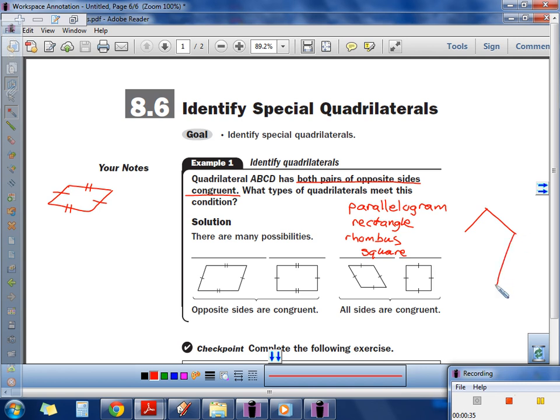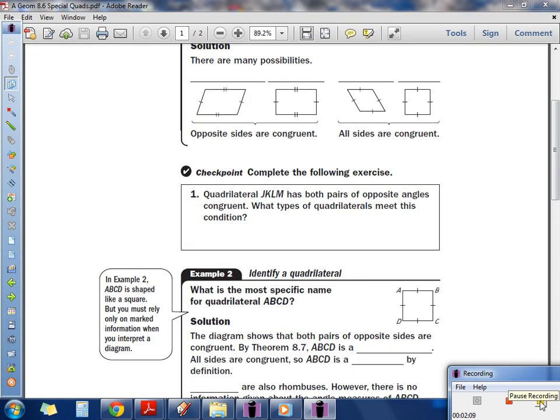So look at this. Here's an opposite side, and here's an opposite side. Are they congruent? Opposite sides are not congruent on a kite, so a kite would not work. Try checkpoint number 1 and see what you can come up with.